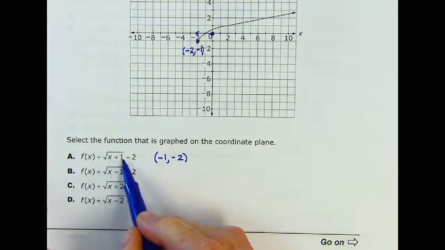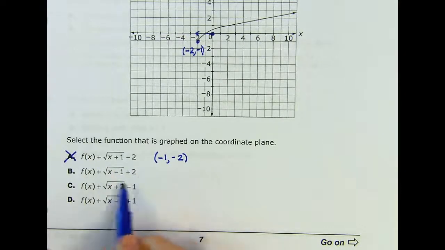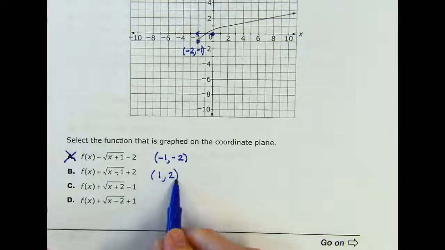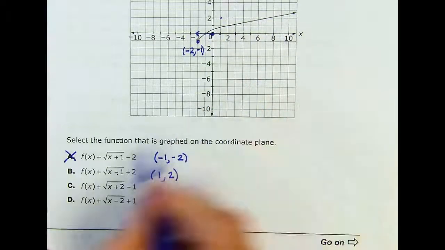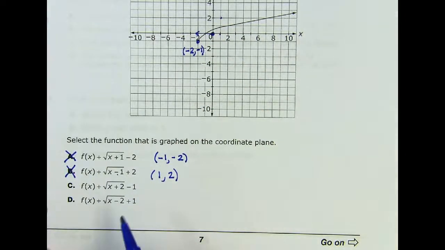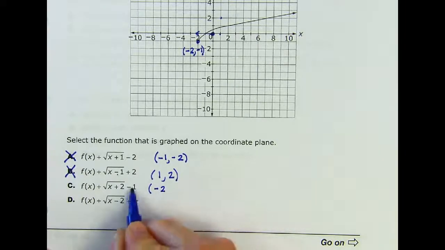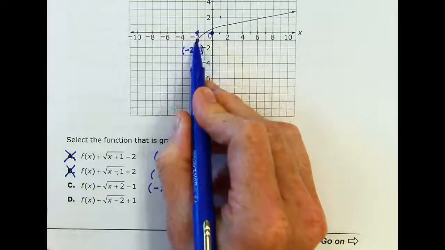This graph would actually go left and down 2. So that's no match. Now this one is going to take you +1, 2 up. So +1, 2 up would be right there. That is not a match. This one will take you -2 down -1. So left 2 down -1.